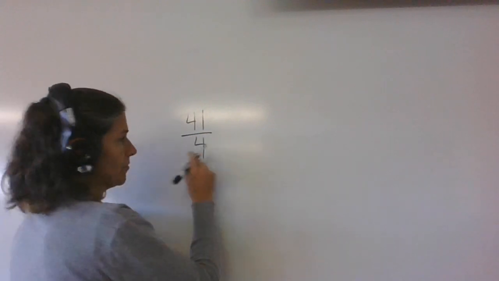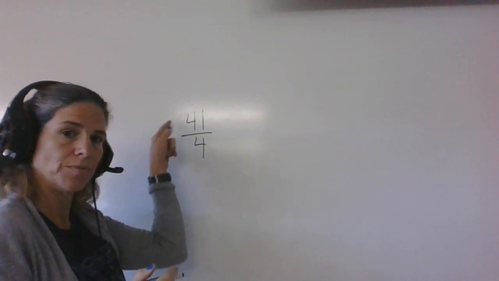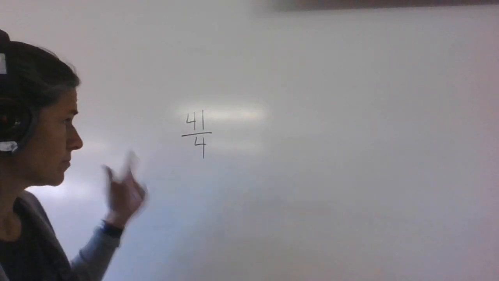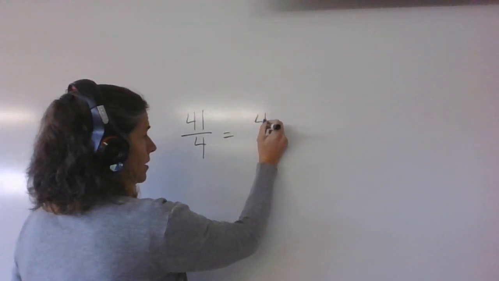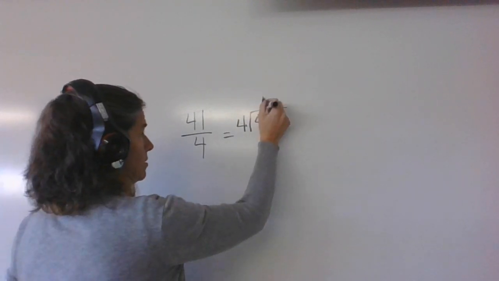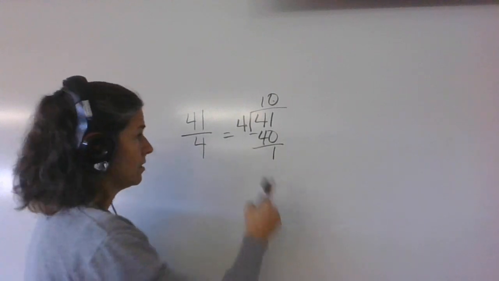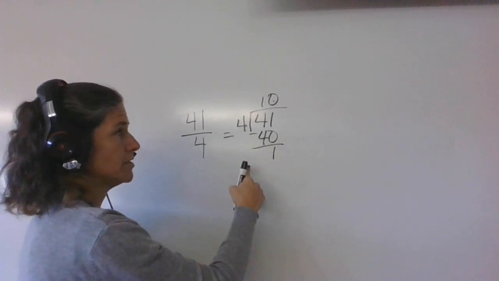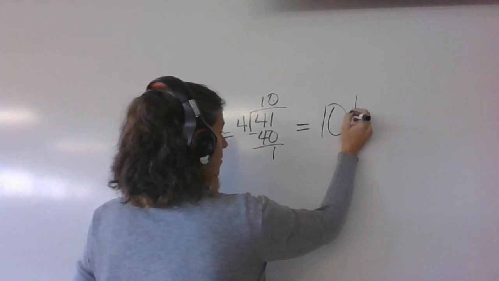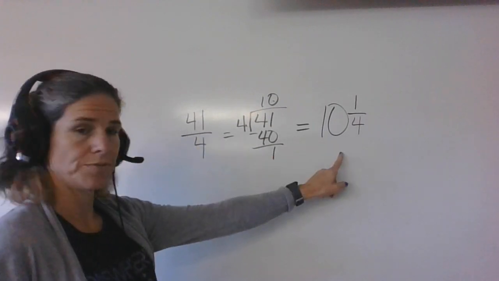We're also going to look at going from an improper fraction to a mixed number. An improper fraction, remember, is where the numerator is larger than the denominator. So in this case, 41 is definitely larger than 4. You solve that problem by dividing 41 by 4. 4 goes into 41 10 times. 10 times 4 is 40. And you have 1 left over. This turns into your numerator, and your denominator stays the same. The 10 is your whole number, and 1/4. That's your mixed number.